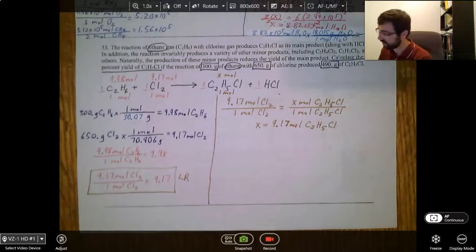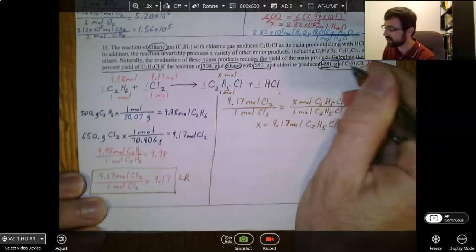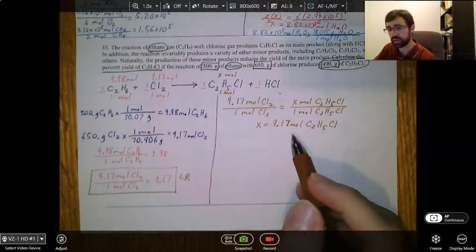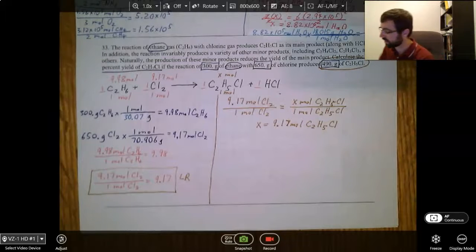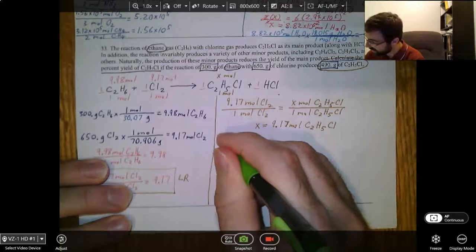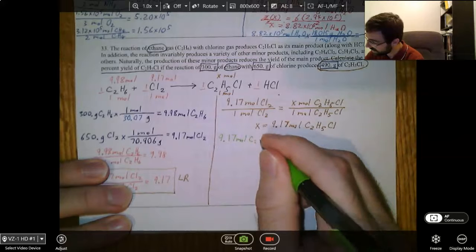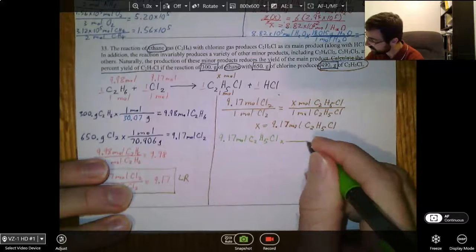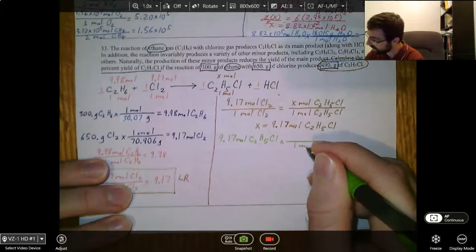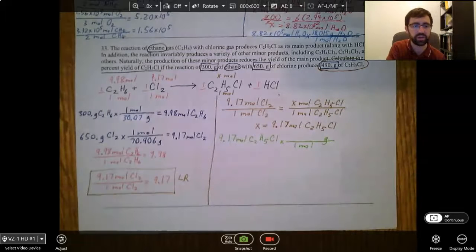So now what I need to do is convert it to the units that I was given in the problem. What was actually produced is 490 grams of C2H5Cl. If I want to compare them, I need to have the same units. Right now I've got moles. I need to turn that into grams. So we're going to take this 9.17 moles of C2H5Cl. I'm going to turn it into grams by putting 1 mole on the bottom, and then on top we're going to put grams. That's going to be our molar mass, so let's figure out what that is real quick.